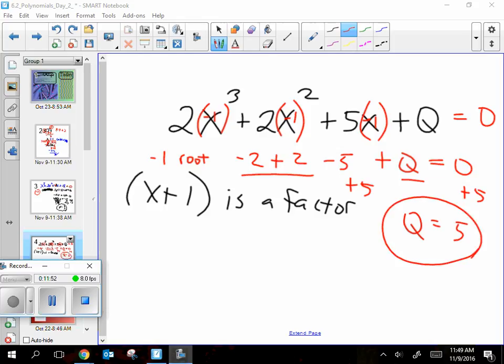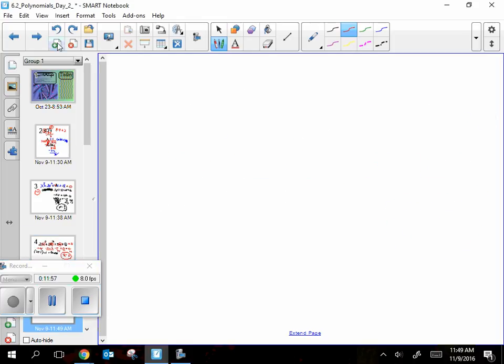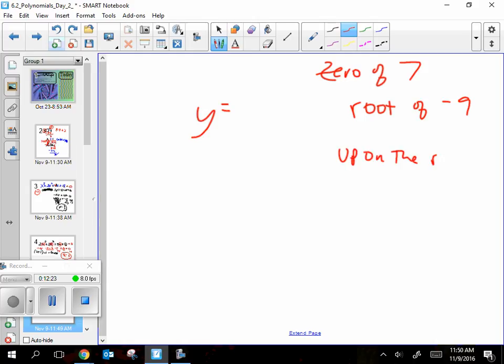Okay. So now the last topic for today is, let's say I told you that this polynomial that I'm about to write has a 0 of 7, that's weird, a root of -9, zeros and roots are the same thing, and it is going up on the right.